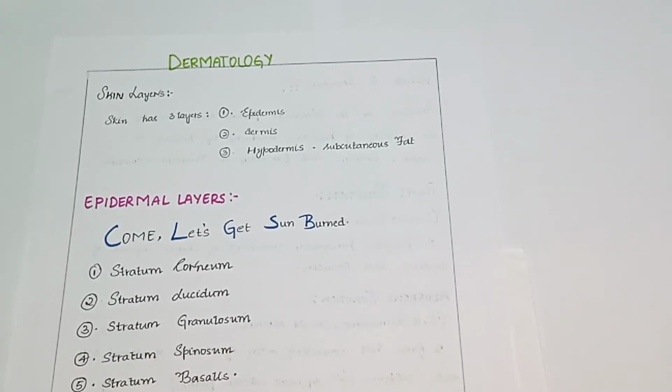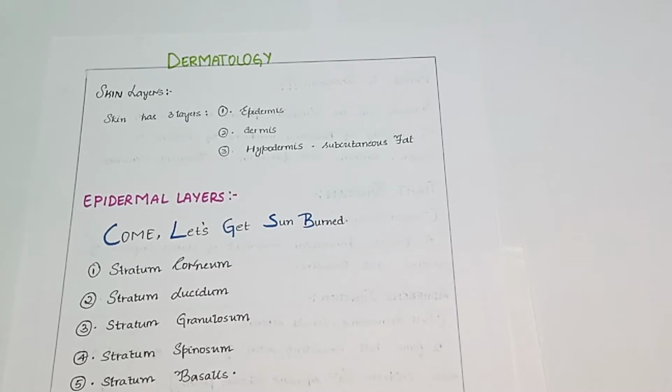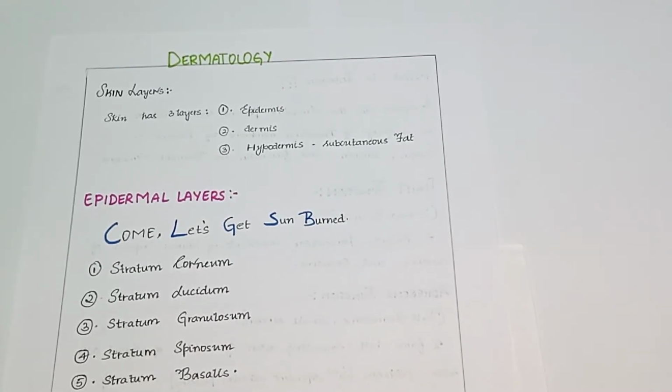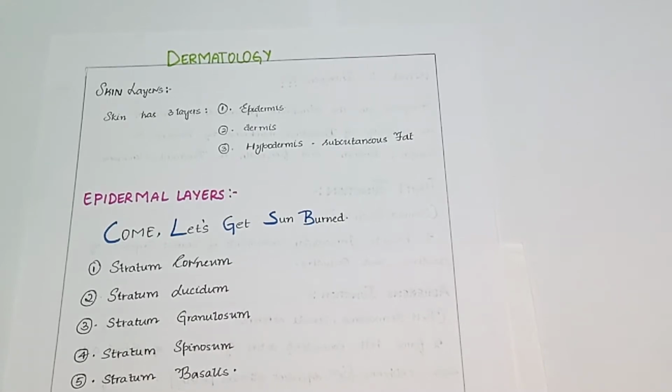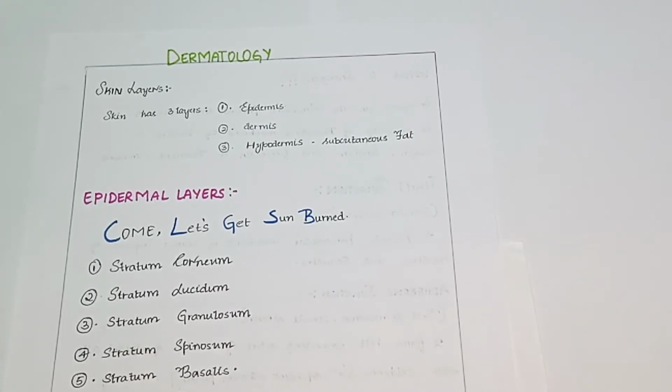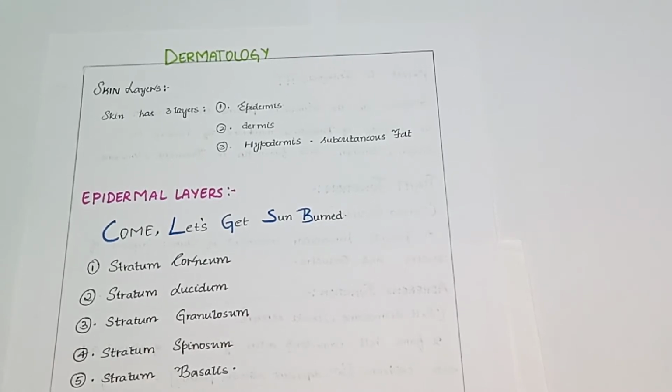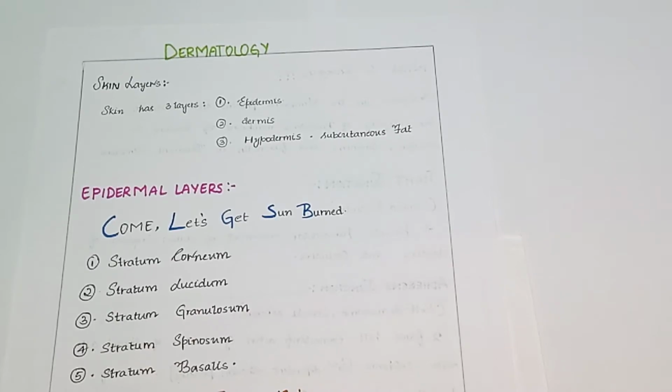Today, I am going to discuss the basics of dermatology. Now, let us see the skin layers. Skin has three layers: epidermis, dermis, and hypodermis. Hypodermis consists of subcutaneous fat. Now, let us see the epidermal layers. "Come, let's get sunburned" is a mnemonic.